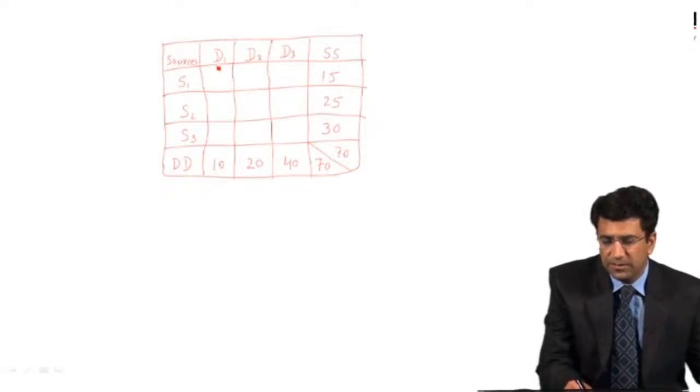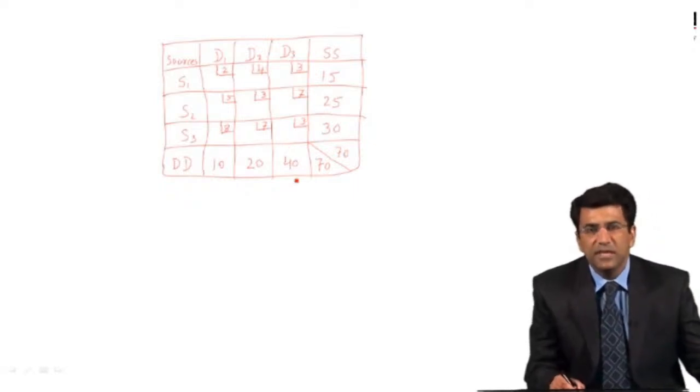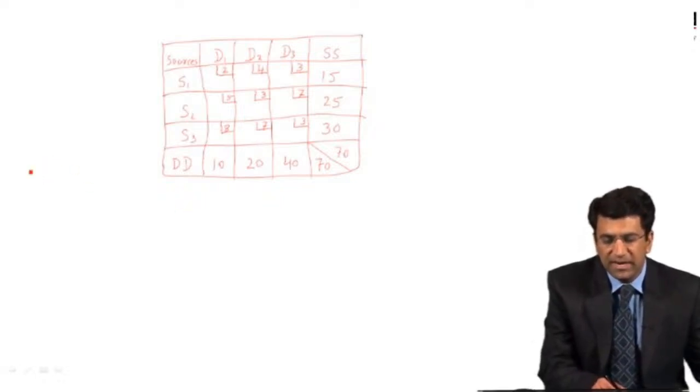Similarly, we can write the per unit cost in the small squares, that is 2, 4 and 3, then 5, 3 and 7, then 8, 7 and 3. So class, this is the same question we have just solved through the MODI method, but now we are going to solve this particular question by using the stepping stone method.